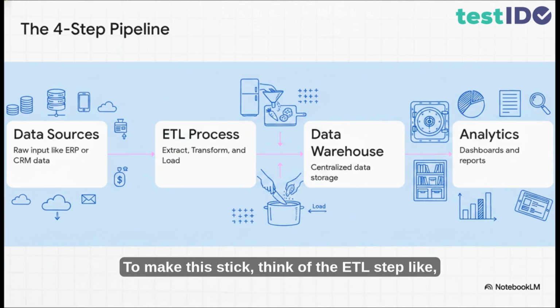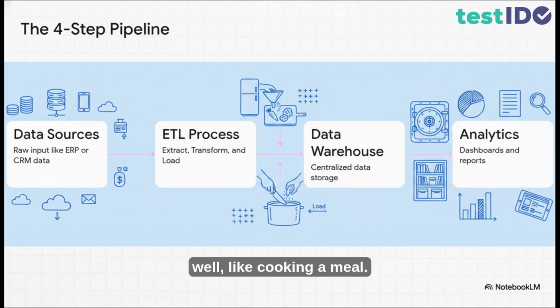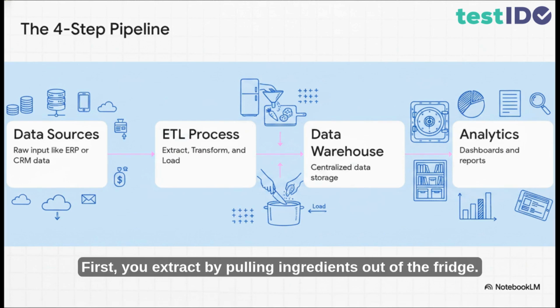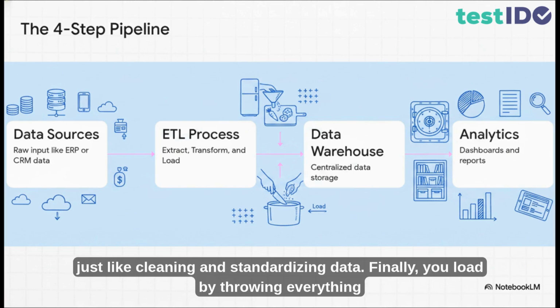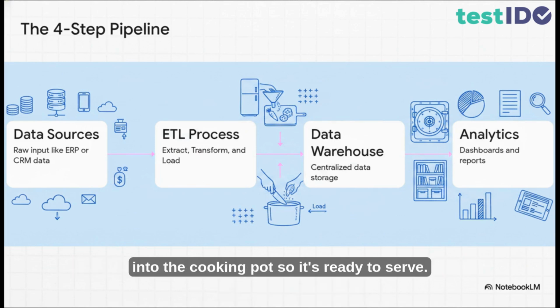To make this stick, think of the ETL step like cooking a meal. First, you extract by pulling ingredients out of the fridge. Then, you transform by washing, chopping, and measuring those ingredients, just like cleaning and standardizing data. Finally, you load by throwing everything into the cooking pot so it's ready to serve.